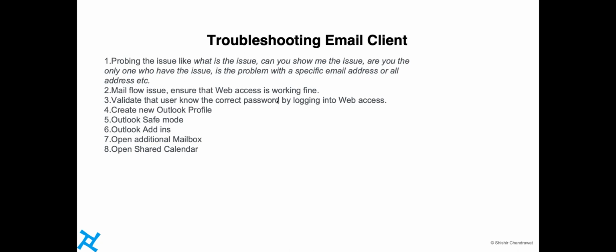And this is one of the most common issues which you'll be seeing, which the users might bring to you. Although emails have become very robust and the problems do not happen that often, you should know how to troubleshoot it. Number one, how would you do it? Probing. Probing is the most important thing. You have to ask what is the issue. Can you show me the issue? Can you reproduce it for me?